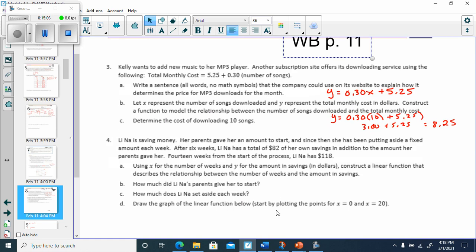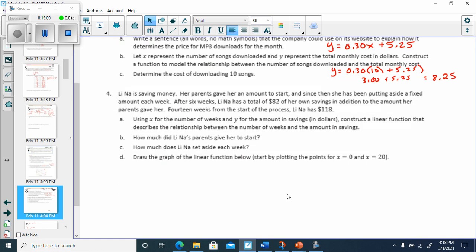Now look at 4. Lanai's saving money. Her parents gave her an amount to start. Since then, she's been putting aside a fixed amount each week. After 6 weeks, Lanai has a total of $82. We're going to scratch the rest of this, okay? $82. 14 weeks, she has got $118. Okay, so we need to write her linear equation. Y is equal to mx plus b. I don't have the m or the b, but I do have 2 points, don't I? At 6 weeks, she's got $82. At 14 weeks, she has got $118.